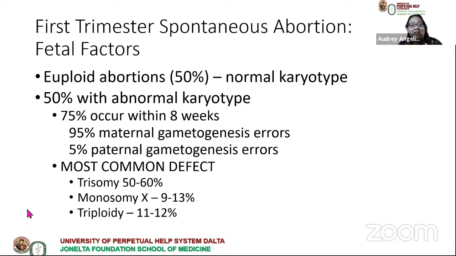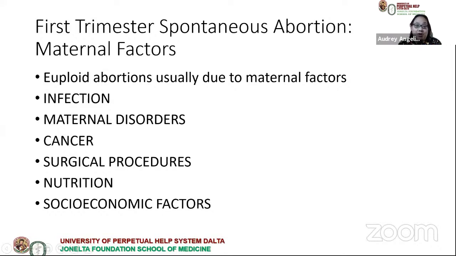So with this slide alone, there are a lot of concepts that you should know, not limited to the previous question. So this would be cause answers, risk answers, and that is how you are able to answer these types of questions. Okay. Again, the other 50% could be accounted for by different etiologies. Top of it would be infection. Maternal disorders, of course, would be your hypertension, diabetes, etc. Cancer, surgical procedures, nutrition, and other socioeconomic factors. Okay.